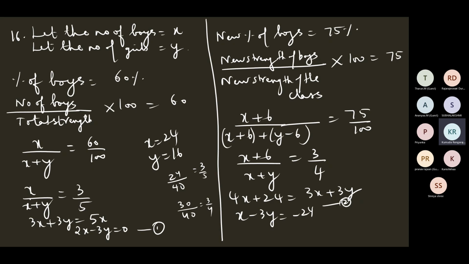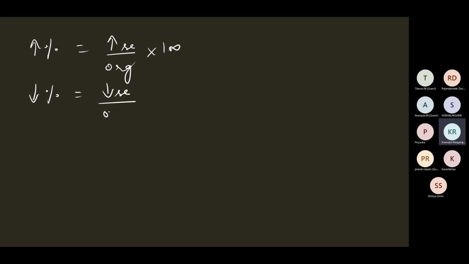All right. Next one. Children, this is the formula to find the percentage. Supposing you have to find the increase percentage: increase percentage will be the increase in value, whatever the increase is, divided by the original value, into 100. Decrease percentage will be whatever is the value of decrease divided by the original value, into 100.